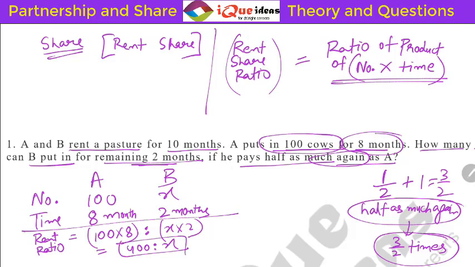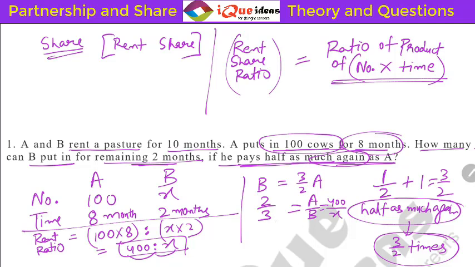But it's also saying that B pays half as much again as A. That means the rent share paid by B is equal to 3 by 2 times A. So from here we have A by B equal to 2 by 3. Alright. And A by B rent share is already 400 by X. So from here we can see the X value will be 3 into 400 divided by 2. 2 cancels 400, 200 into 3 is 600, right? So we can put 600 cows for the remaining 2 months. Okay.